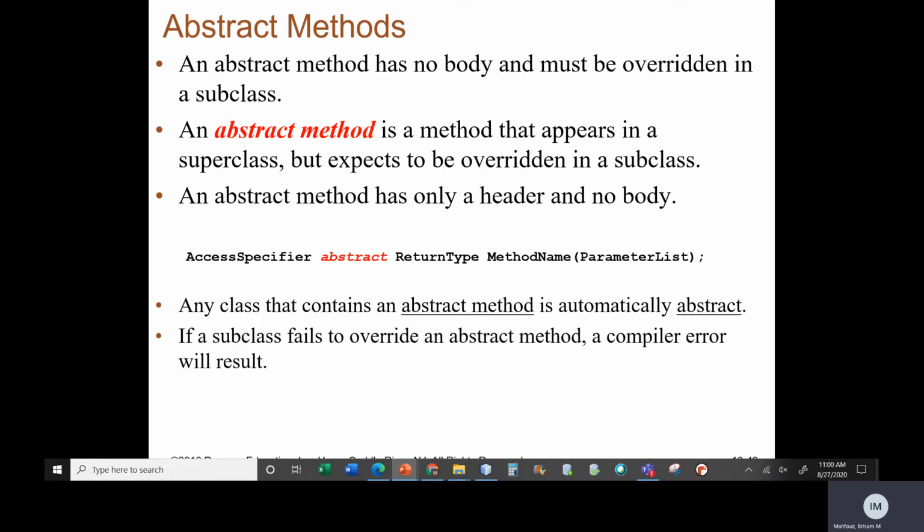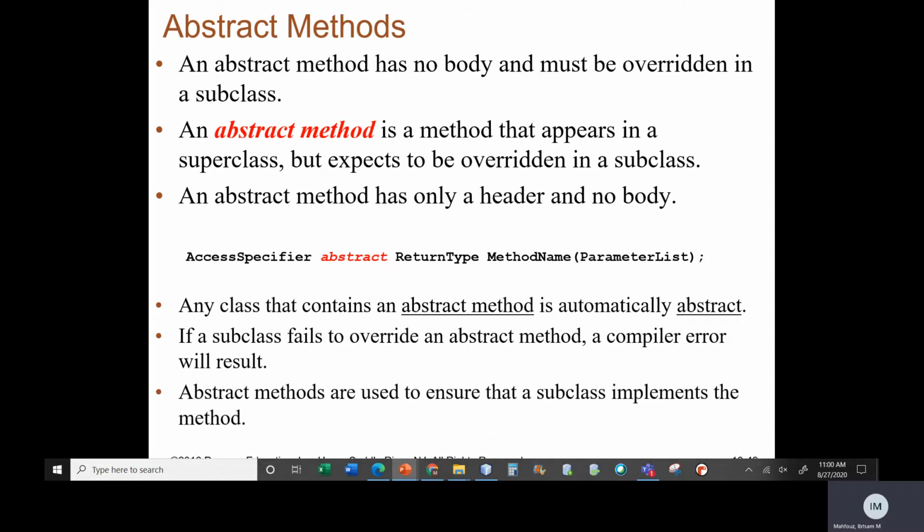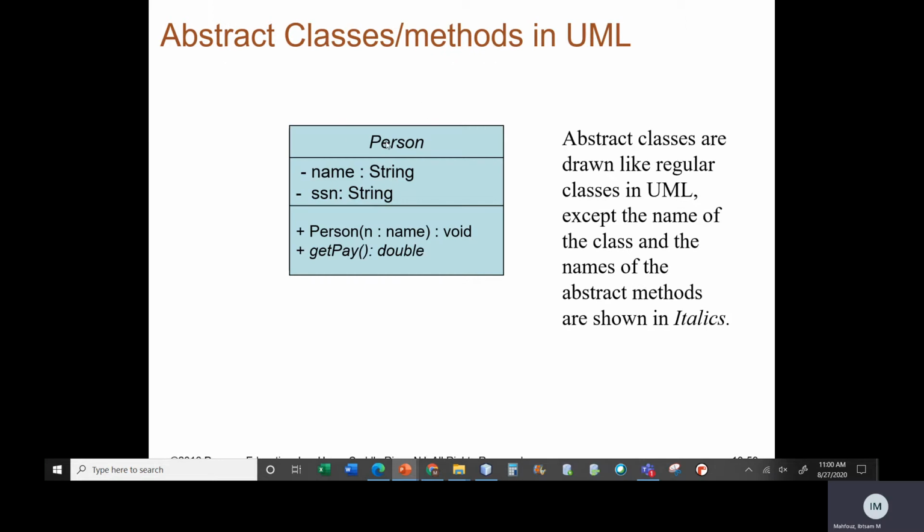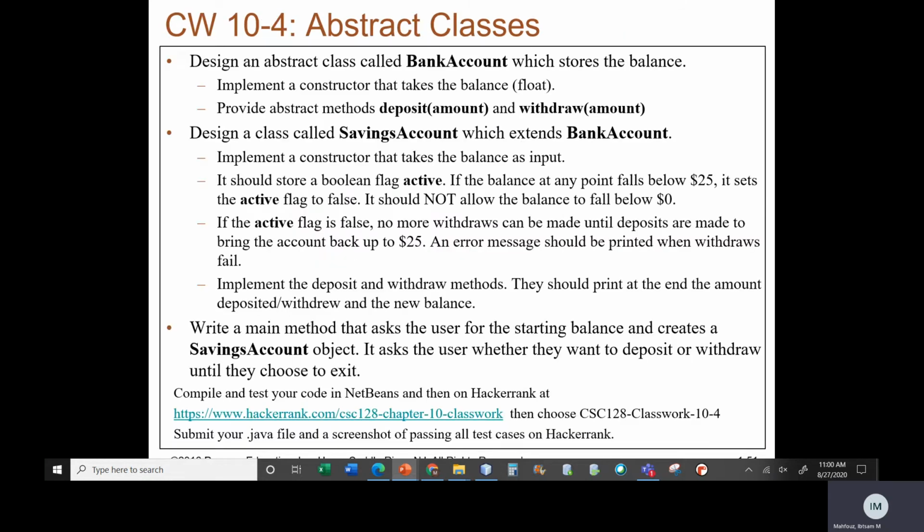Now, the children classes, like I said, must implement that abstract method. If they don't, their code won't compile. So here, for example, let's say we have the person class, and it's storing the name and social security number like we have. And let's say it wants to have all the subclasses implement their own getPay method. In a UML diagram, you would see that written in italics. If you ever look at a UML diagram and you see a method in italics, that means it's abstract. This is the classwork that you'll have to do. This is the end of chapter 10, so there's also a homework assignment.